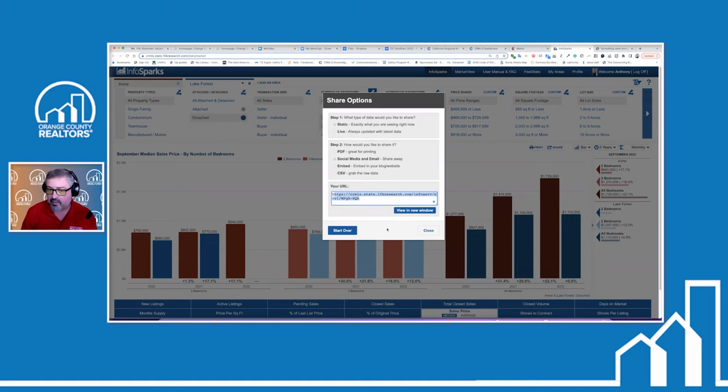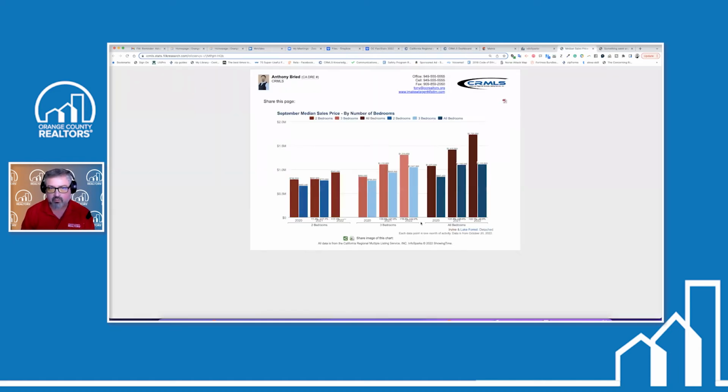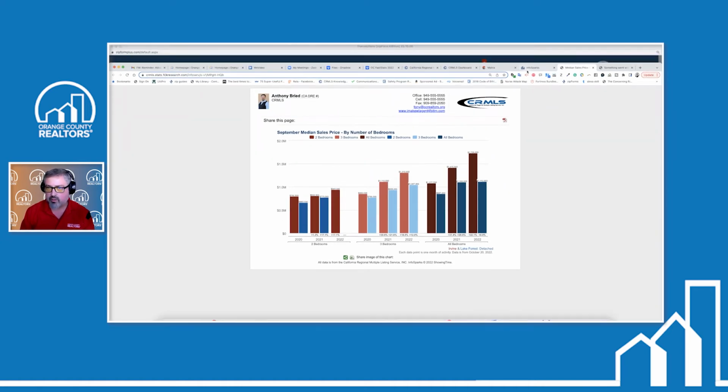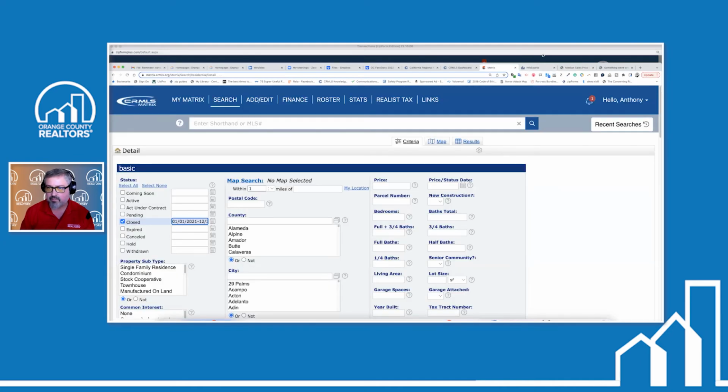And to see what that looks like, I could just hit view in new window. And now I see what the chart looks like. You'll notice that immediately it's got my branded information here at the very top of this chart or of this statistical data. This information is pulled from your roster in the MLS. So make sure that you go under add edit in the MLS system.